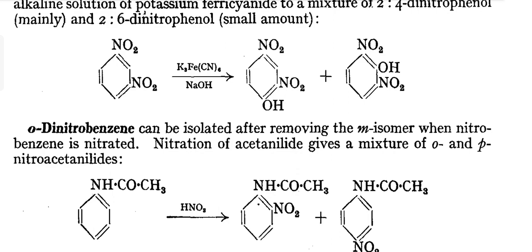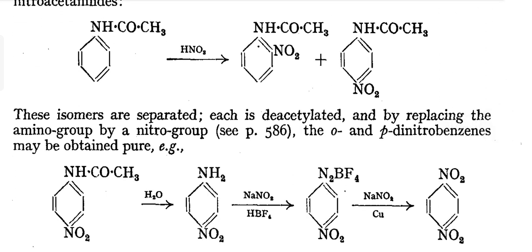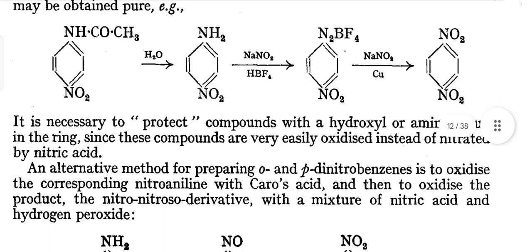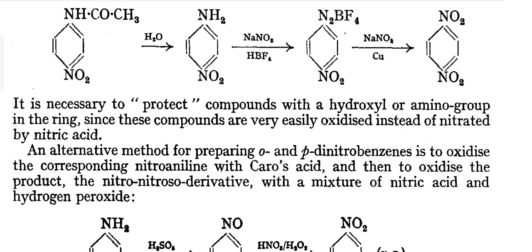Ortho-dinitrobenzene can be isolated after removing the meta-isomer when nitrobenzene is nitrated. Nitration of acetanilide gives a mixture of ortho- and para-nitroacetanilides. These isomers are separated, each is deacetylated, and the amino group is replaced by a nitro group. The ortho- and para-dinitrobenzenes may be obtained pure. It is necessary to protect compounds with hydroxyl or amino groups in the ring, since these compounds are very easily oxidized instead of nitrated by nitric acid.